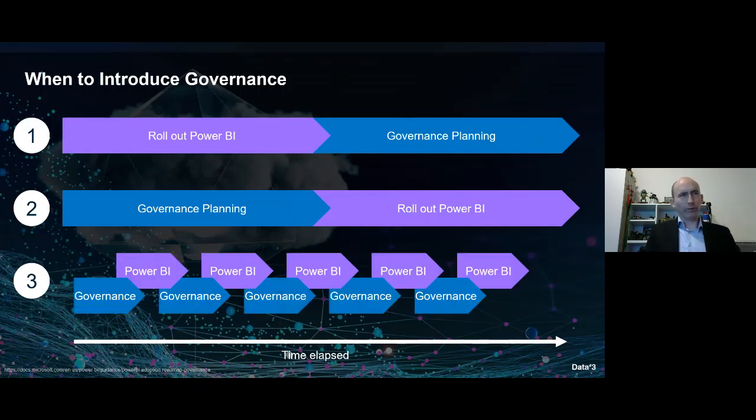We iterate. We do a little bit of governance, we roll out Power BI, kind of look at it and go, does that work? Is that what we want? Maybe we could do it a little bit better here, just more governance, roll out more Power BI. And we have that approach where we do a little bit of Power BI, a little bit of governance, and we kind of go to and fro until we get exactly what we need from a business perspective and also a governance perspective. Next slide.